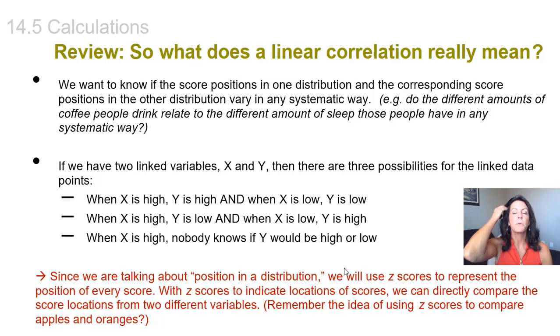So we're talking about position in a distribution. And because we're doing that, we can actually use z-scores in our formula to represent the position of any score. And then we can directly compare the score locations for the two different variables. And this is how we are able to compare apples to apples instead of apples to oranges. X and Y are their own different variables. They have their own different measurement scales. But when we look at them in terms of z-scores, we can then compare them. Well, x is a score of +2 and y is a +2, so they both are high scores, in other words.